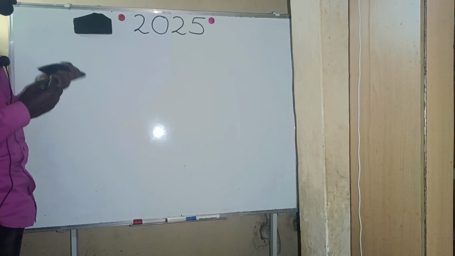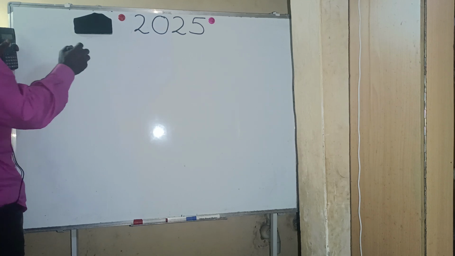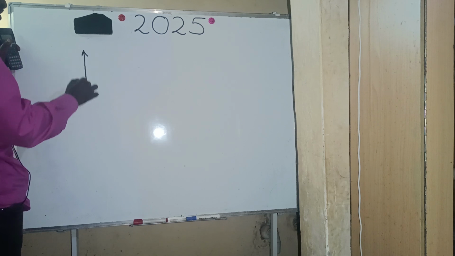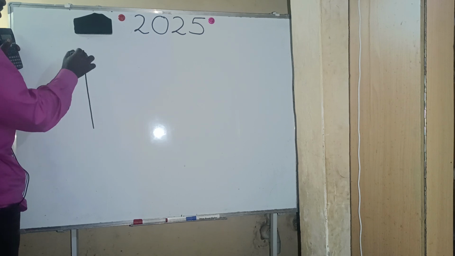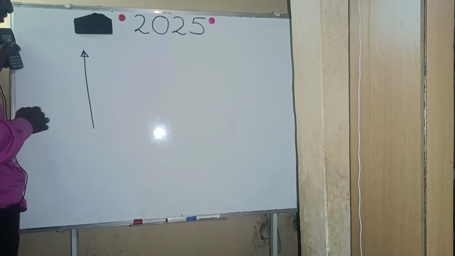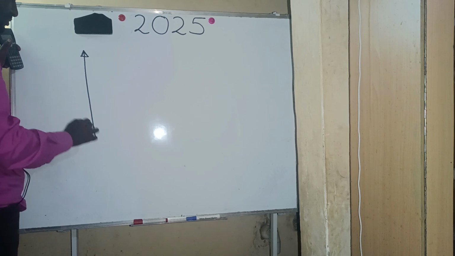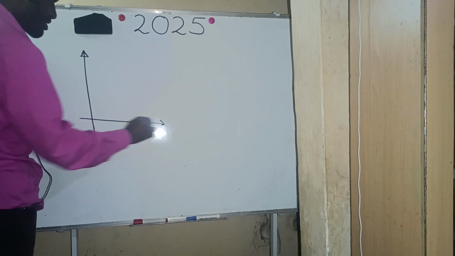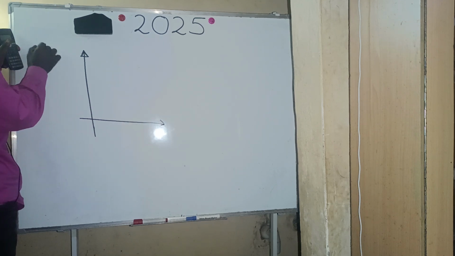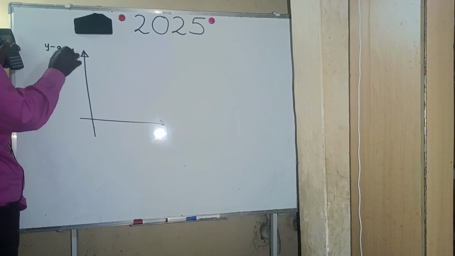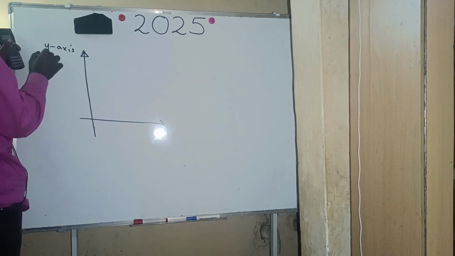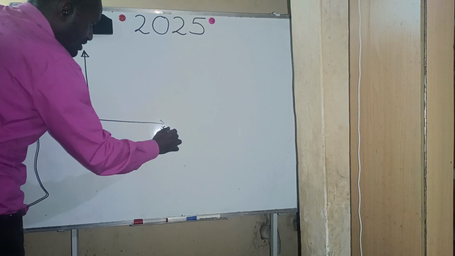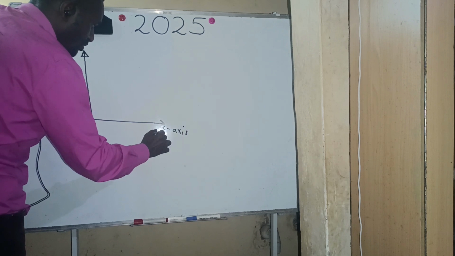So you have been told that there's a curve that has been drawn on a Cartesian plane. So I'm just going to make a sketch of that and then proceed and do the question. So I have this as my Cartesian plane. Don't mind so much about the drawing as long as the concept is well understood. So this is going to be my y-axis, or you can as well say x is equal to 0. And this is going to serve as our x-axis, or y is equal to 0.